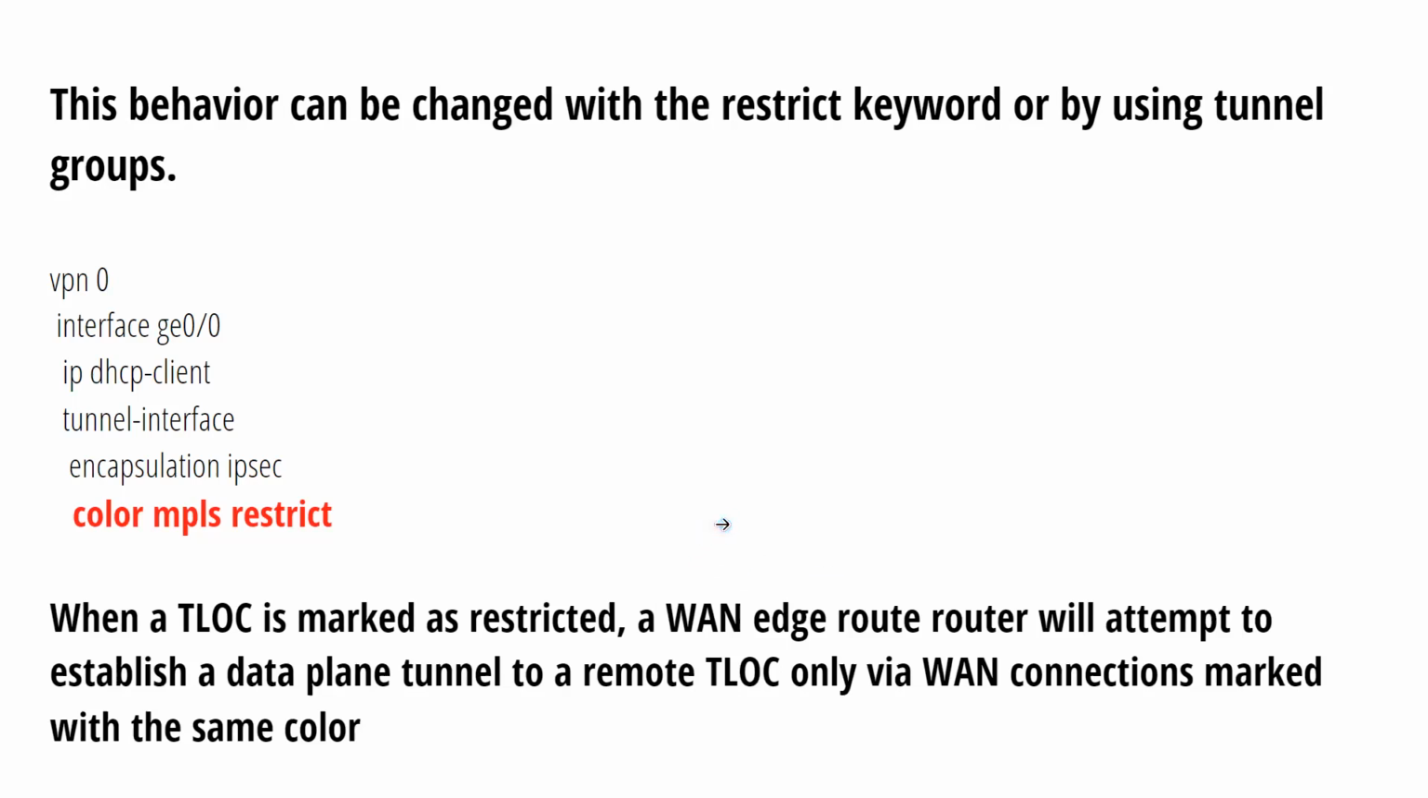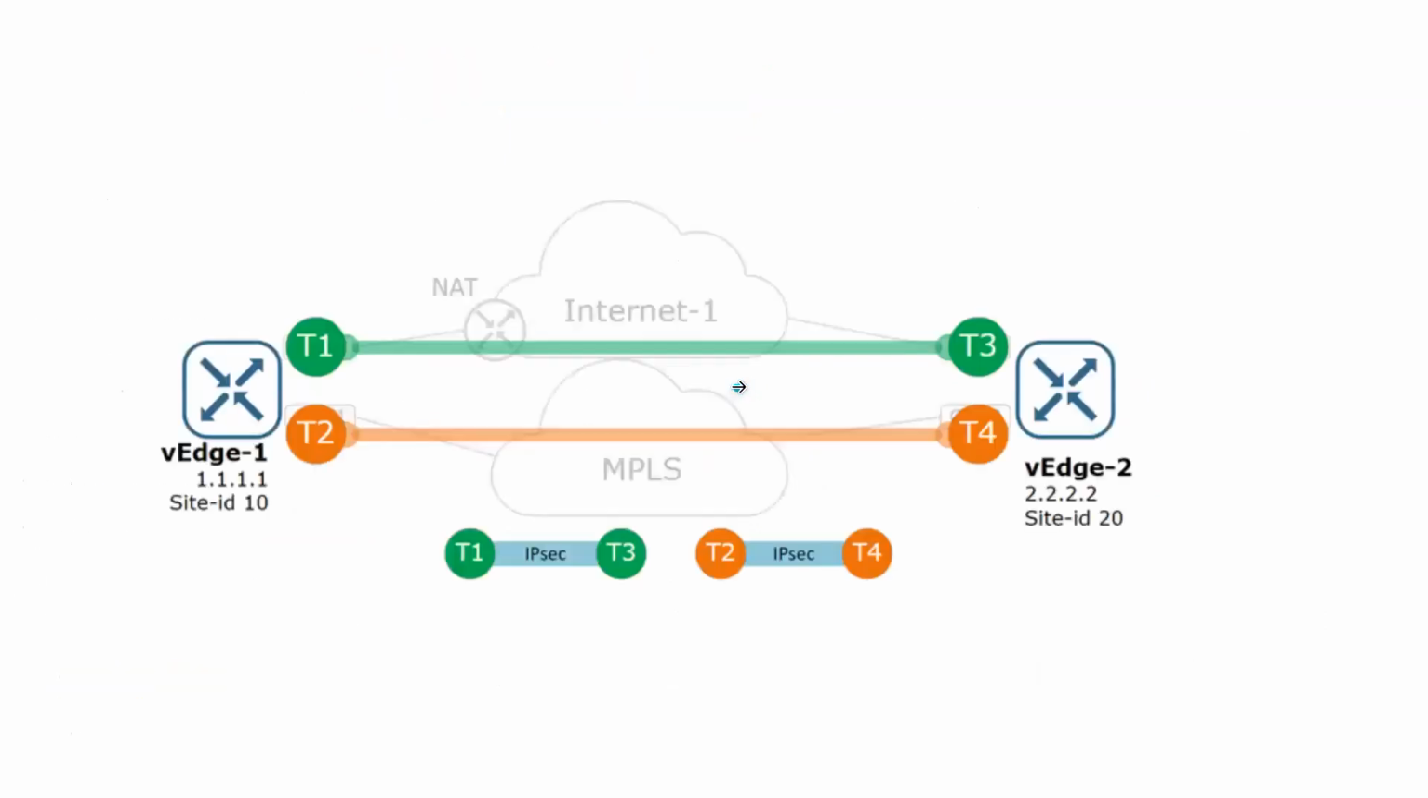How do you design? What kind of VPN do you want? Do you want MPLS site to initiate a tunnel to internet? No, you want MPLS to MPLS. You want internet to internet, right? So you see that the green was to green. Sorry, let's go back. Now you see that after applying the restrict feature, right? The green is talking to green and the orange is talking to orange.